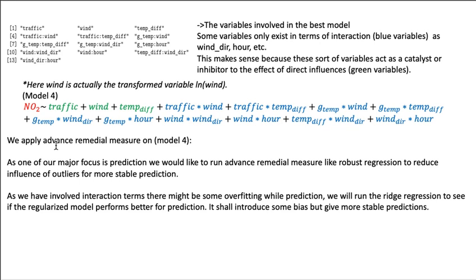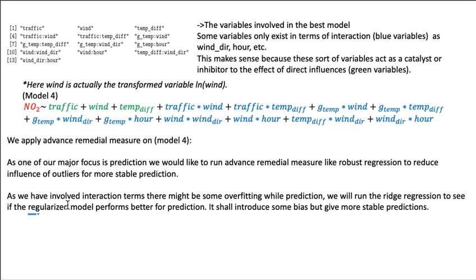So once we have our best subset model, because prediction is a major focus, we would like to get rid of those outlier influences, those influential points, and make our predictions less variable. So the next thing that comes to mind is to run an advanced remedial measure, something like robust regression, to reduce the influence of outliers and make the predictions more stable.